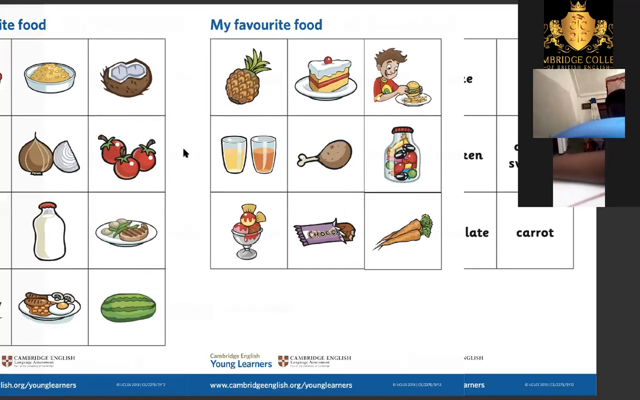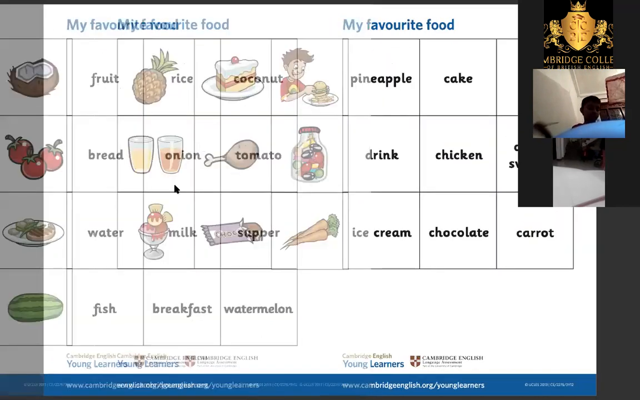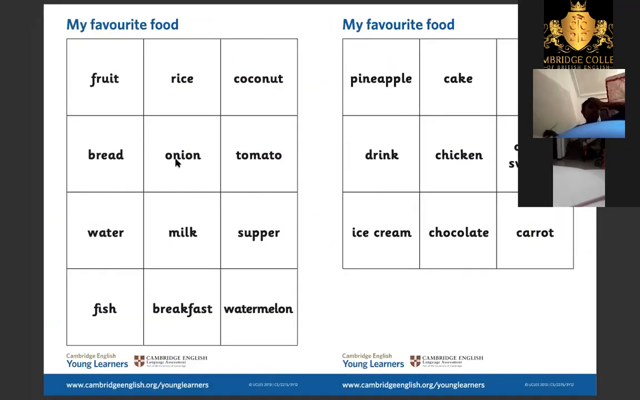Next one, onion. Onion means lunu. You can see the picture here. So let's write the word onion. O-N-I-O-N, onion.